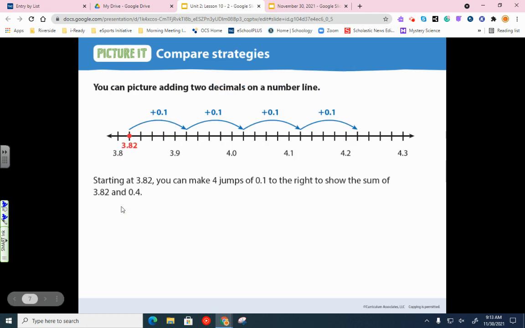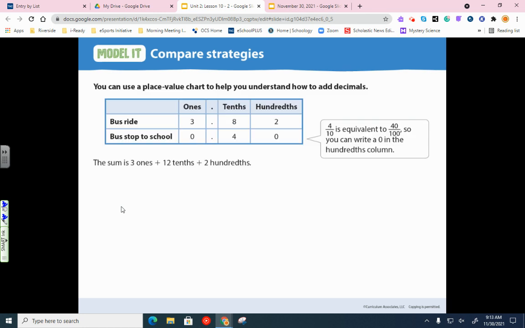All right, let's go to the next page. You can use a number line. I'm not going to jump too much into this because it's possible to do it this way, but I would not recommend it. There's several ways that this book tries to teach you math that I think are impractical and take too much time. Plus, we don't have access to number lines.